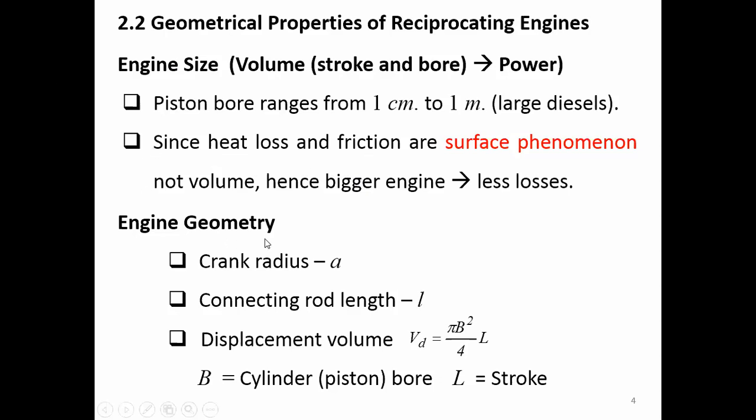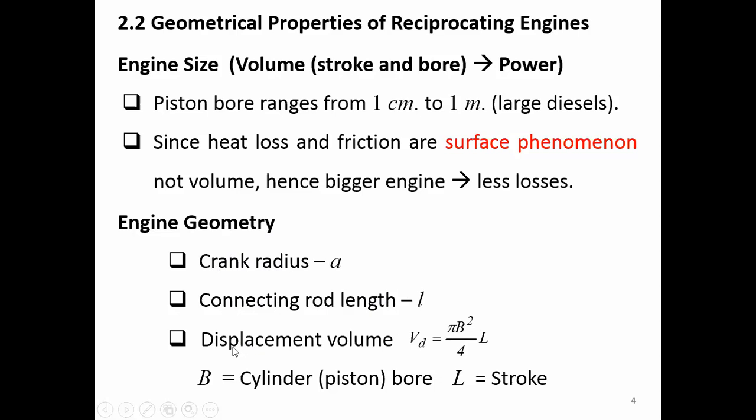Good. Okay, then how about the engine geometry? Because we start from volume, that means we have to refer to the engine geometry. We have a crank radius. This is the first geometry, right? We represent the crank radius by a letter A. We have a connecting rod length. Everybody knows where the connecting rod is, and where the crank is, because we already mentioned it in the first lecture. We represent this length by letter L.